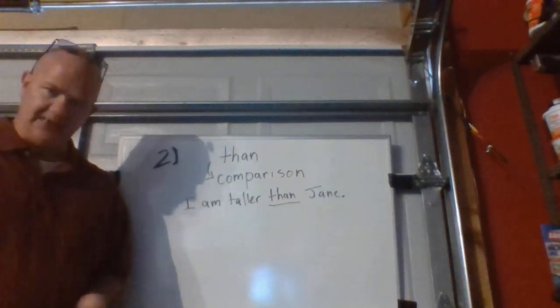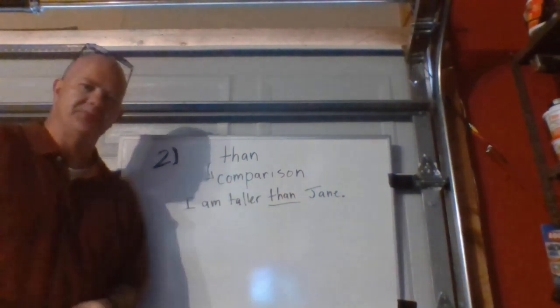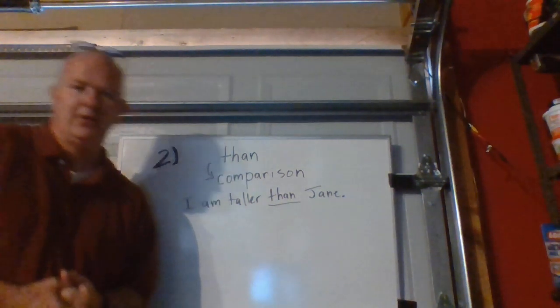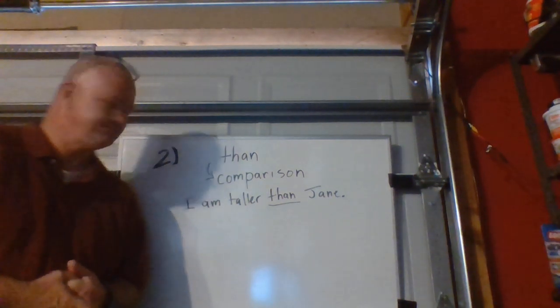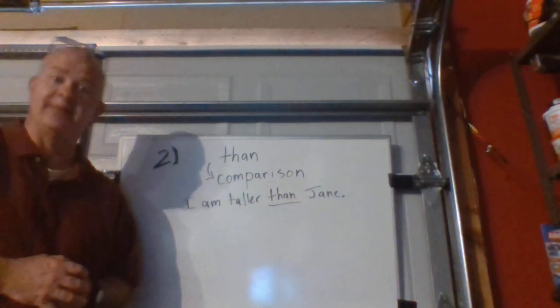So it doesn't make sense. By default, I need to use than because I'm comparing two things. I am taller than Jane. I am older than Bill. I am younger than Mary. Those are the differences between then and than.